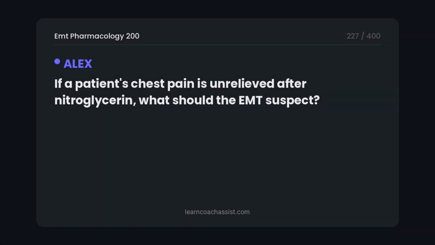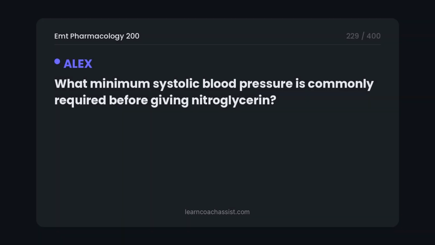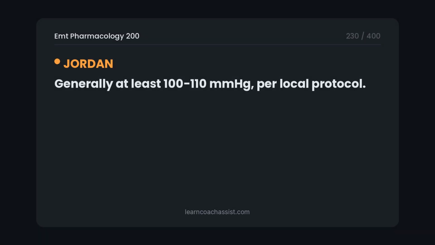If a patient's chest pain is unrelieved after nitroglycerin, what should the EMT suspect? Possible ongoing myocardial infarction requiring further ALS/hospital care. What minimum systolic blood pressure is commonly required before giving nitroglycerin? Generally at least 100 to 110 millimeters of mercury, per local protocol.